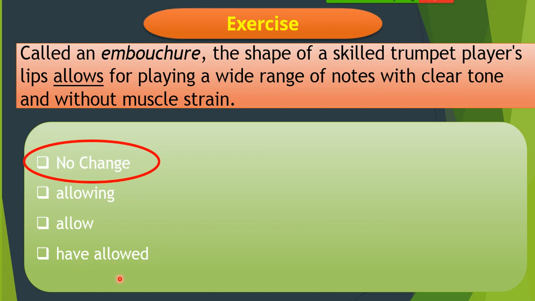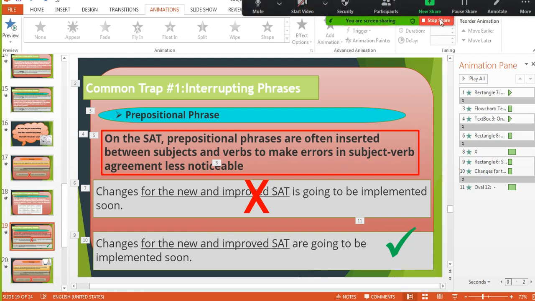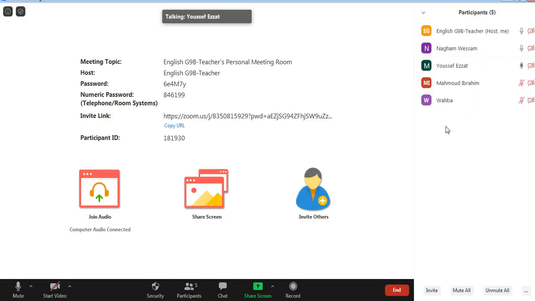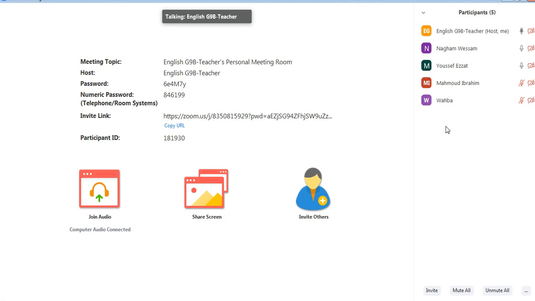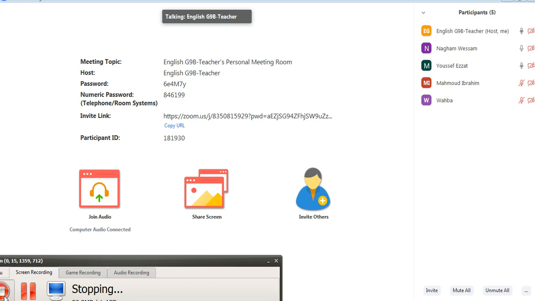Nagam, yes, read this sentence. Called an embouchure, the shape of a skilled trumpet player's lips allows for playing a wide range of notes with clear tone and without muscle strain. Okay, embouchure is a French word, and it means the way in which a player uses his lips and face muscles to produce a sound. Okay, here are the four choices for the underlined word. No change. Okay, why? Because embouchure is singular and allows is singular.